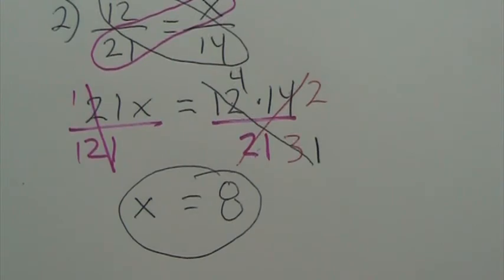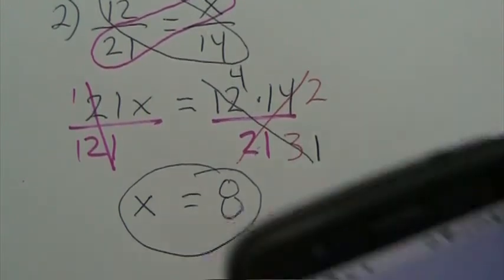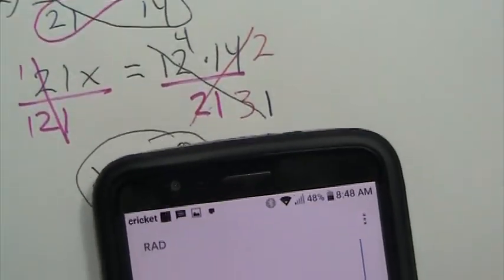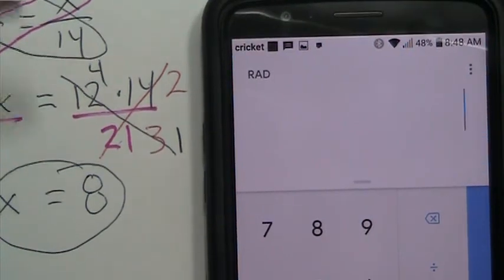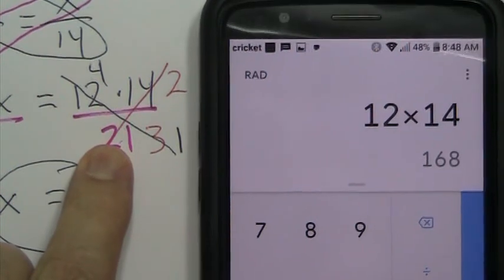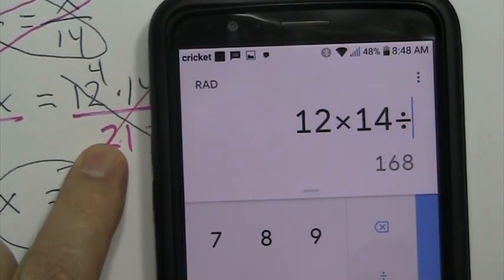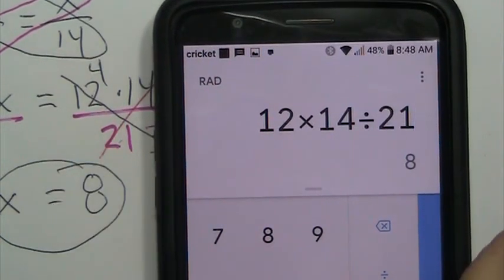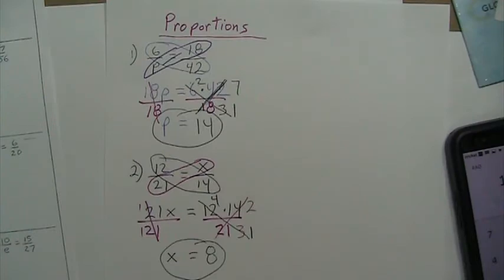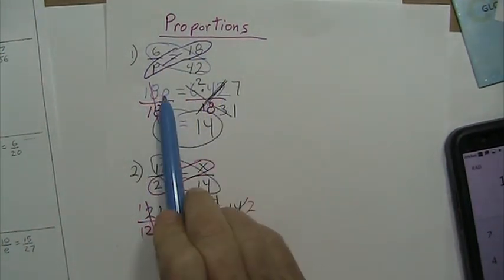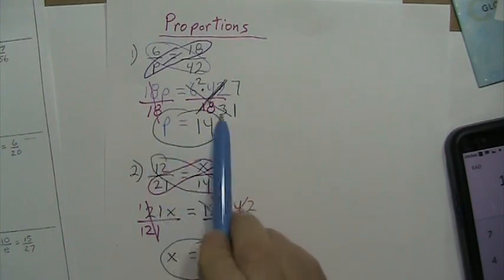You could use a calculator, which I will do right now. So 12 times 14 divided by 21. And the answer comes out to be 8. So notice when we're all done, right? You write the problem, you end up with this step here. You could use a calculator, and then you have your answer.